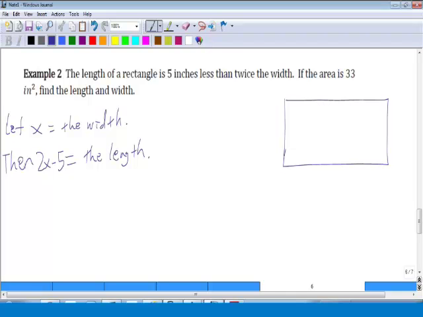Set up the equation. Again, we have the formula for the area. Length times width equals area. So 2x minus 5 is the length. If we multiply that by the width, we get 33.